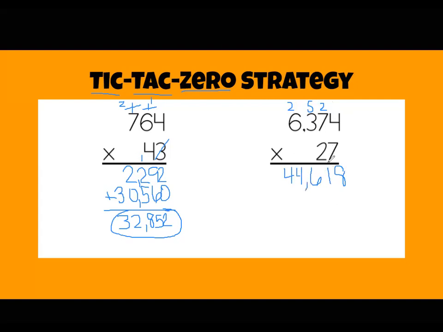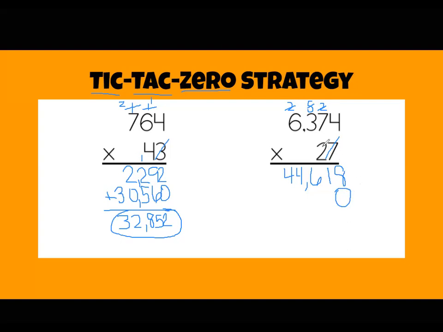So now we're going to use that TIC-TAC-ZERO strategy. So what does that mean? What does TIC mean? Yep, we got to cross out our ones place, because we're not going to multiply that 7 by anything else. When we TAC, what does that mean? Correct, we're going to TAC or cross out what we carried, because we're not going to need that anymore. And then 0, we're going to include our 0 in the ones place, so now we can multiply by our tens.